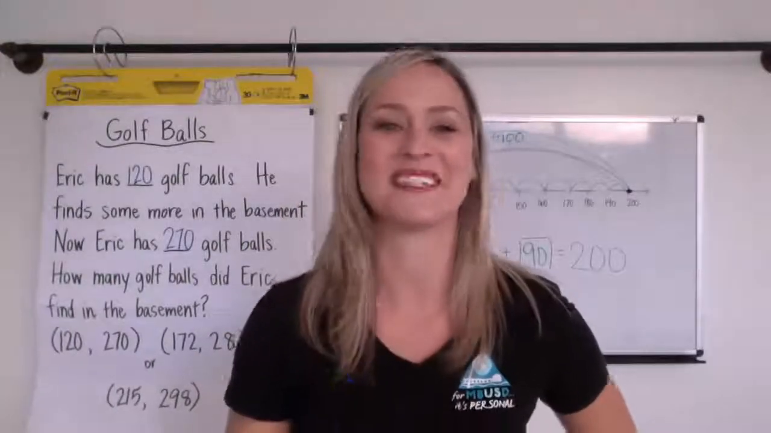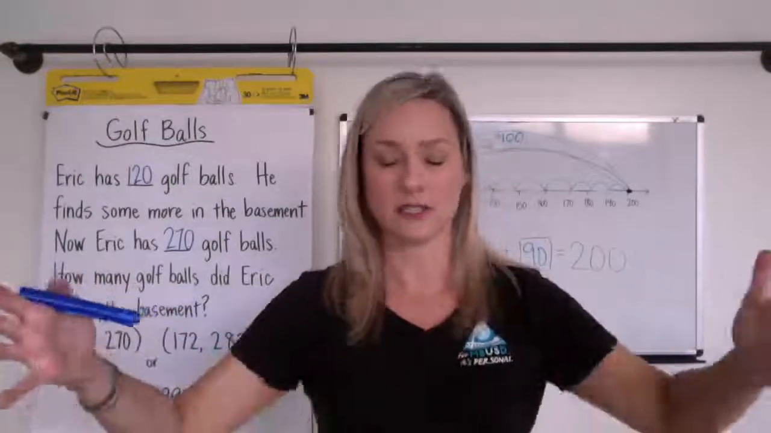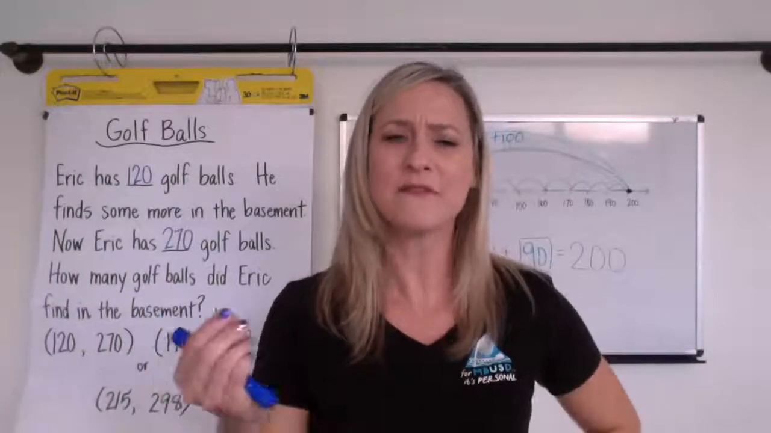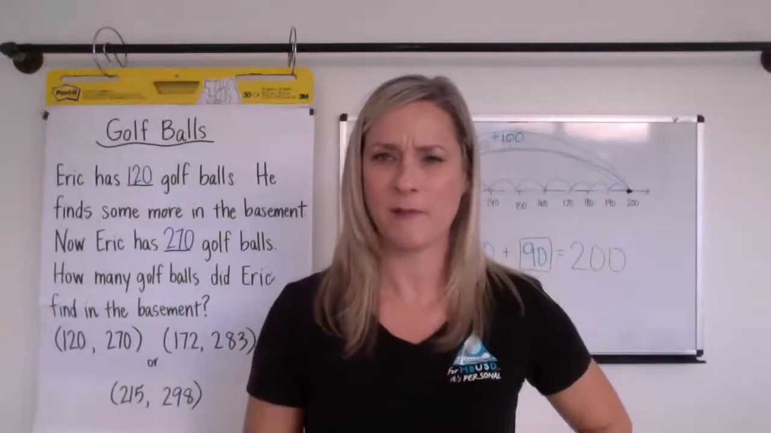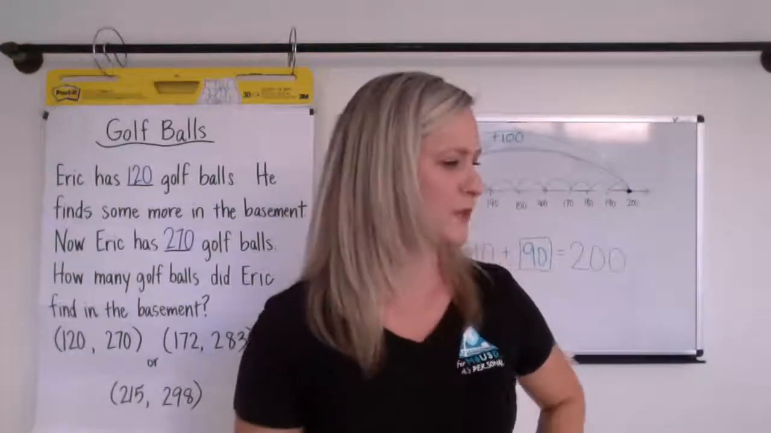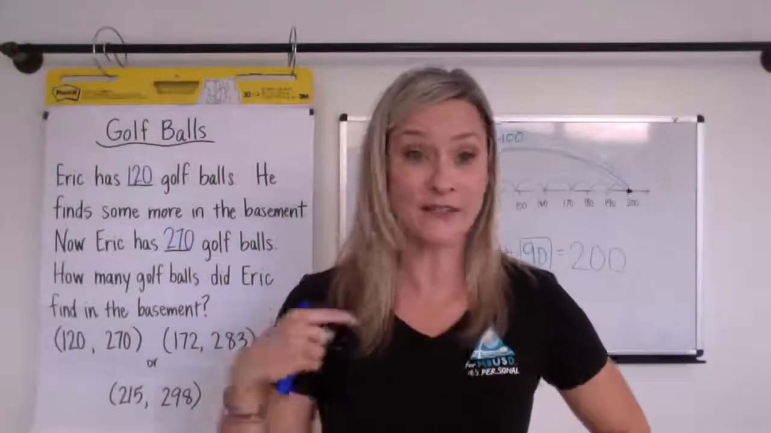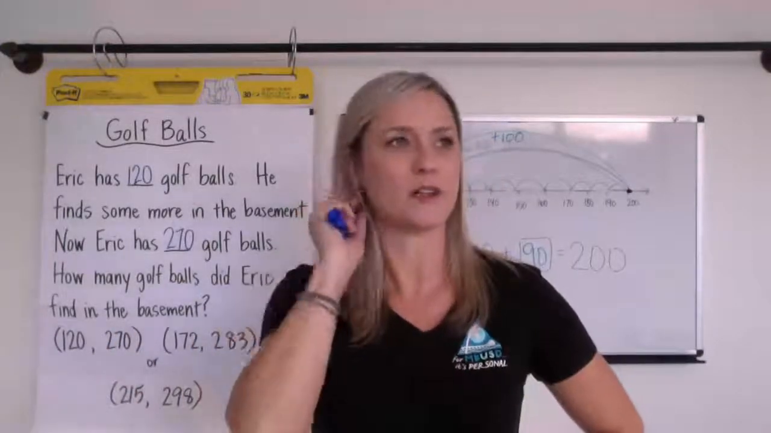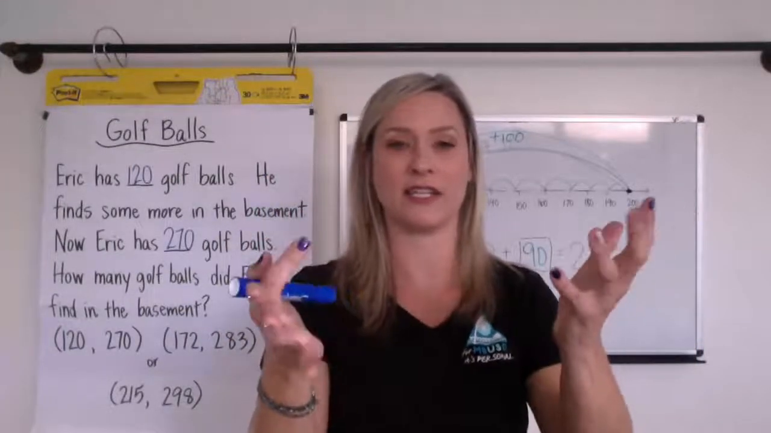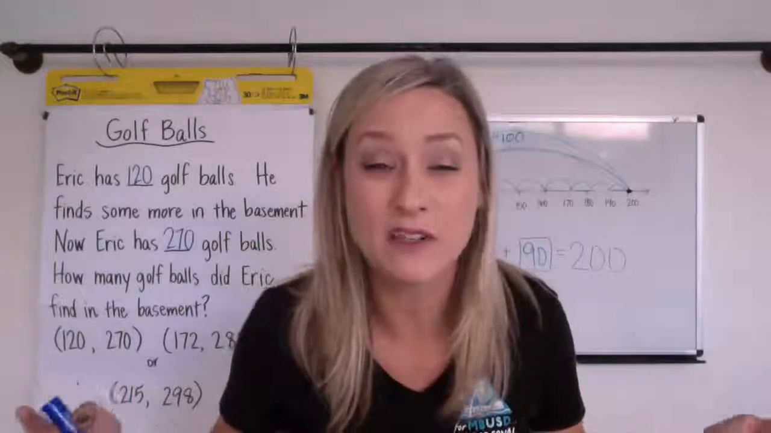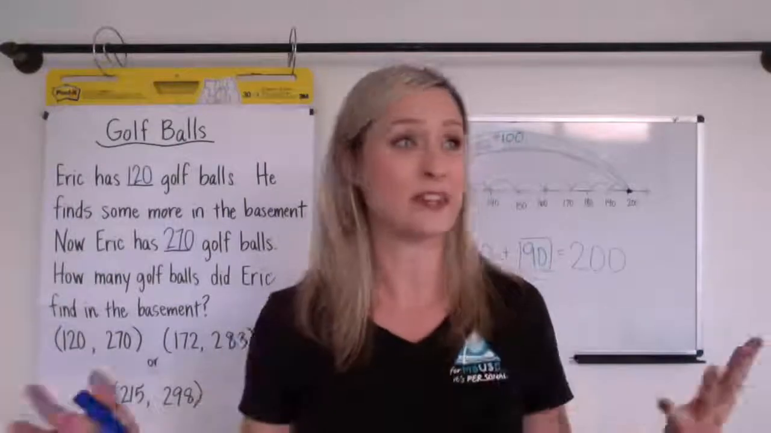Okay, so Eric has 120 golf balls. Okay, so that's a lot of golf balls. Okay, he finds some more in the basement. Do we know how many he found in the basement? No. We just know he goes down there and he finds some more. Okay, now Eric has 270 golf balls. Okay, so we know he had 120. And now he has 270. And we have to figure out how many golf balls Eric found in the basement. So when he went down there, he found some more, but we don't know how many he found.